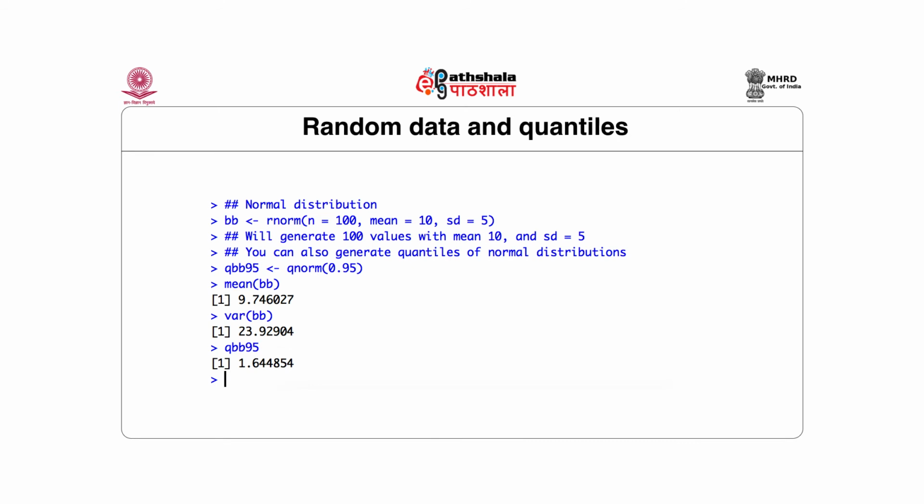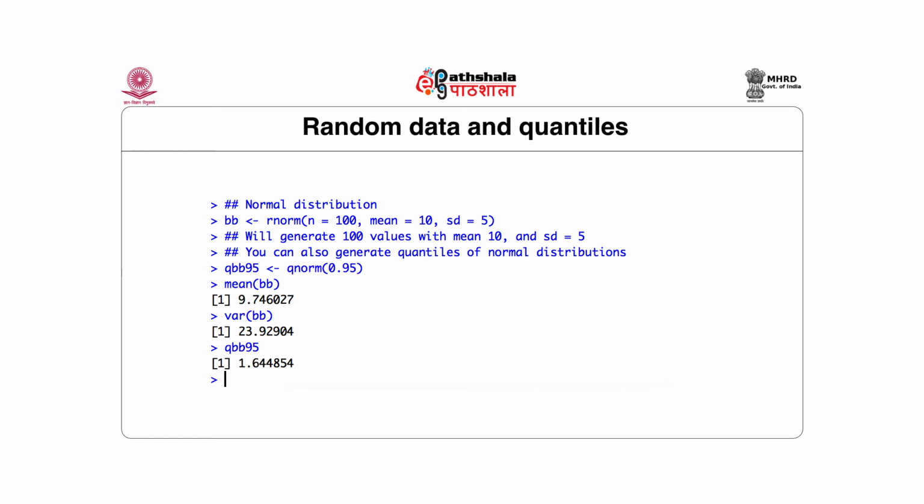So it's no wonder. This is how you find out the quantiles of normal distributions. Use Q and then the distribution that you want to work out. I leave it to you as an exercise for some other things like qbinom or qpois, etc.